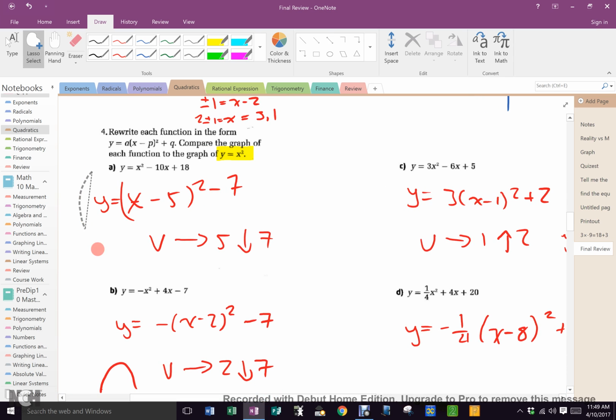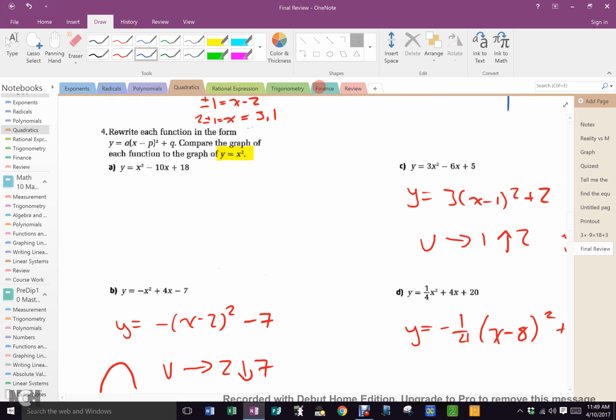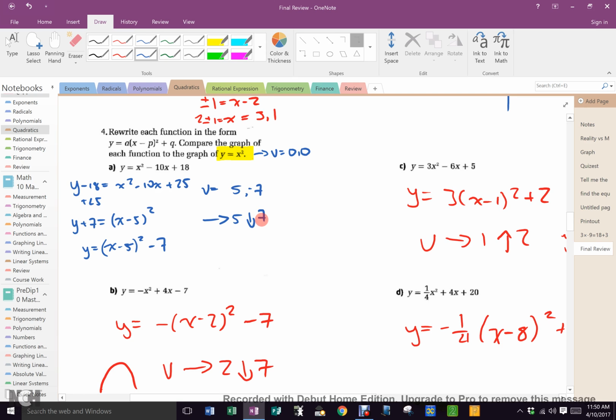This one, okay, let's do these. What I do with that is I need to put it into this form. So that is a complete the square situation. y minus 18 equals x squared minus 10x plus 25 minus 25. y plus 7 equals (x minus 5) squared. y equals (x minus 5) squared minus 7. So there, and then I just do the vertex of this. Vertex equals 0, 0. Vertex here equals 5, negative 7. So it went that way 5, and down 7. No stretch. Good spelling. No stretch. And it's happy.